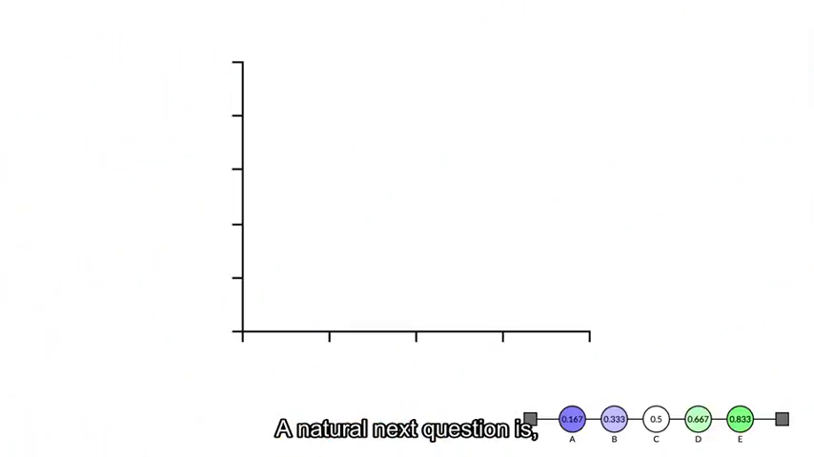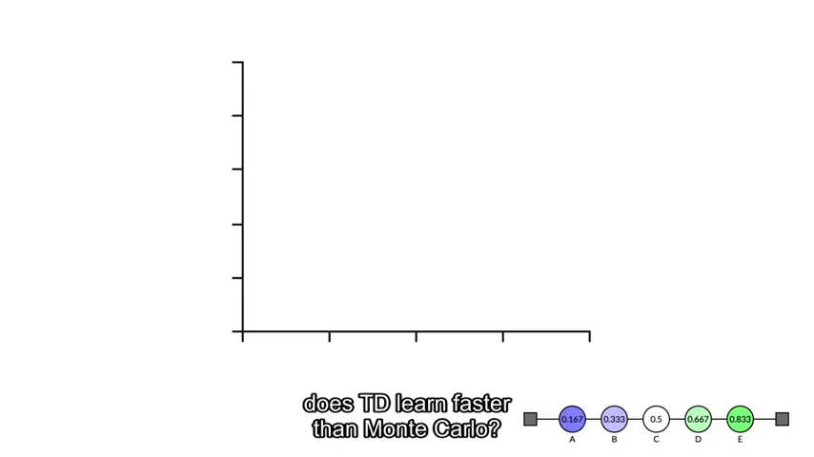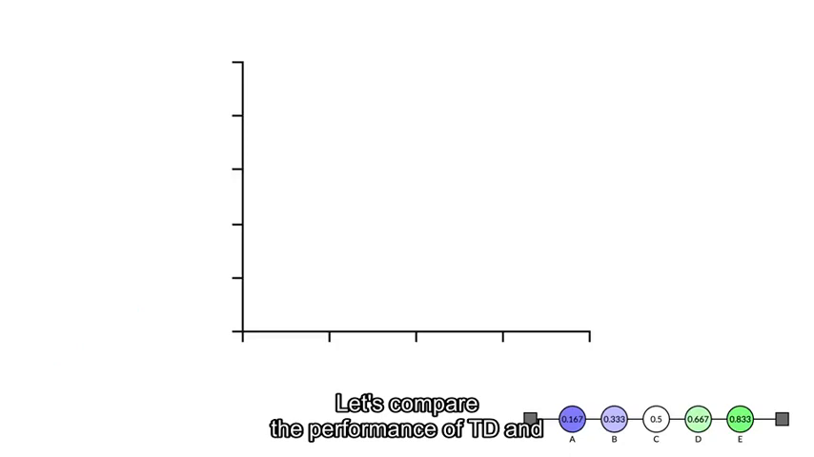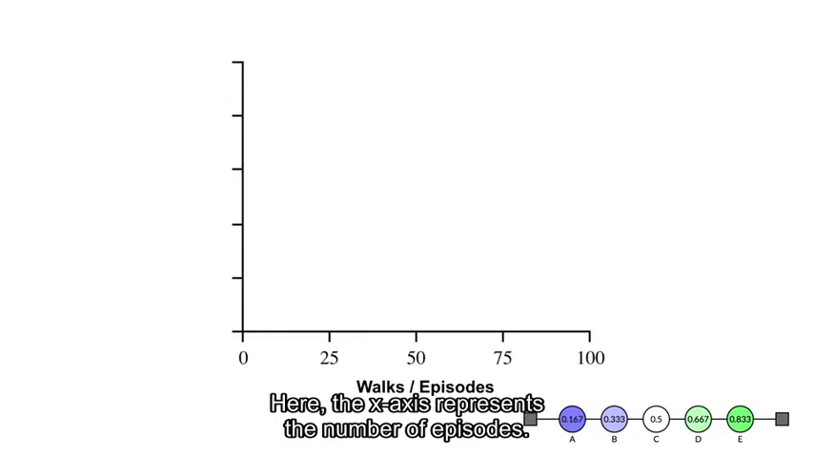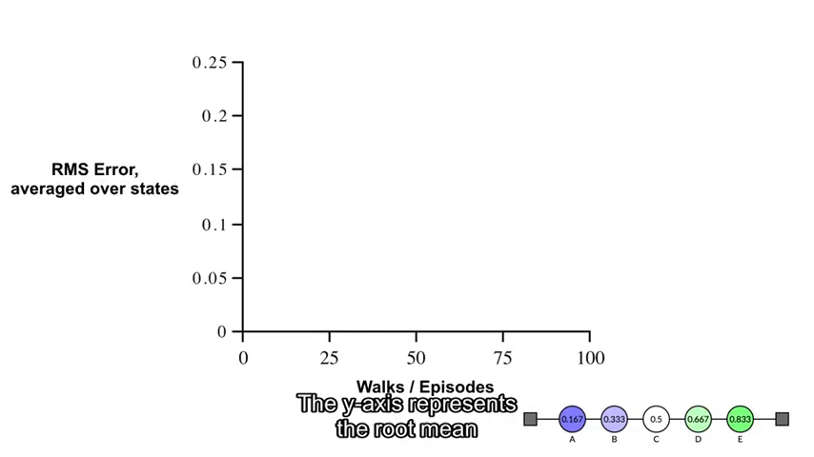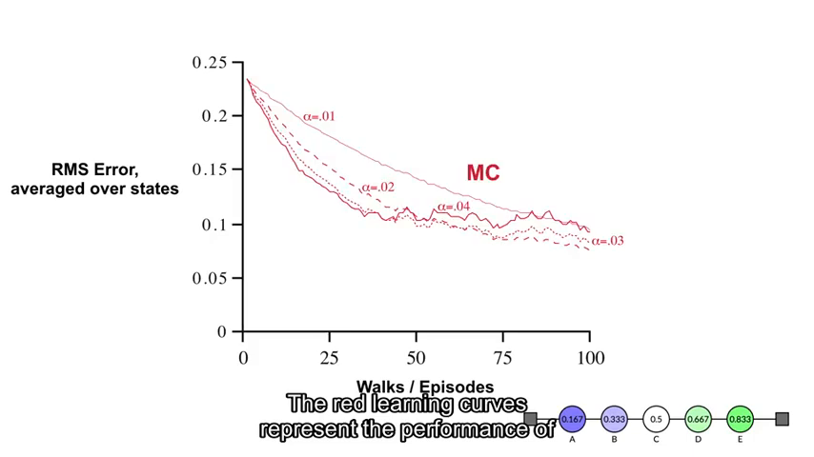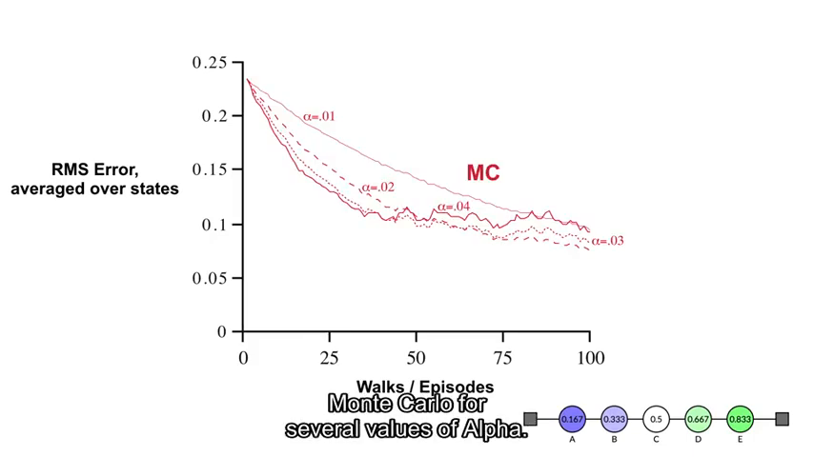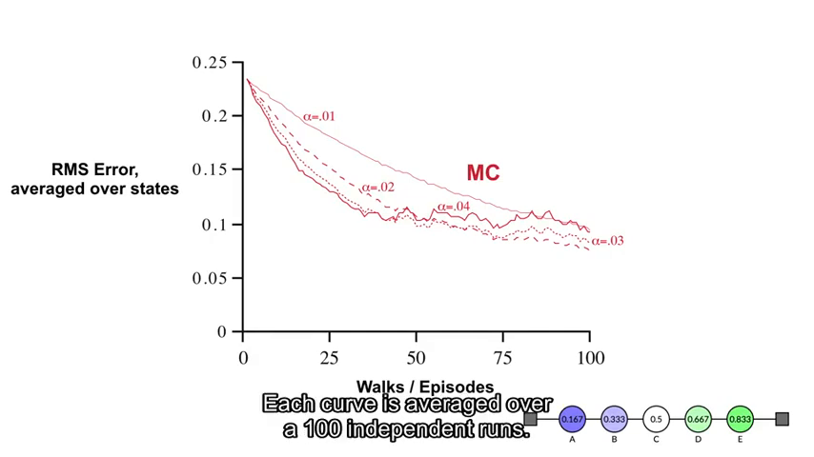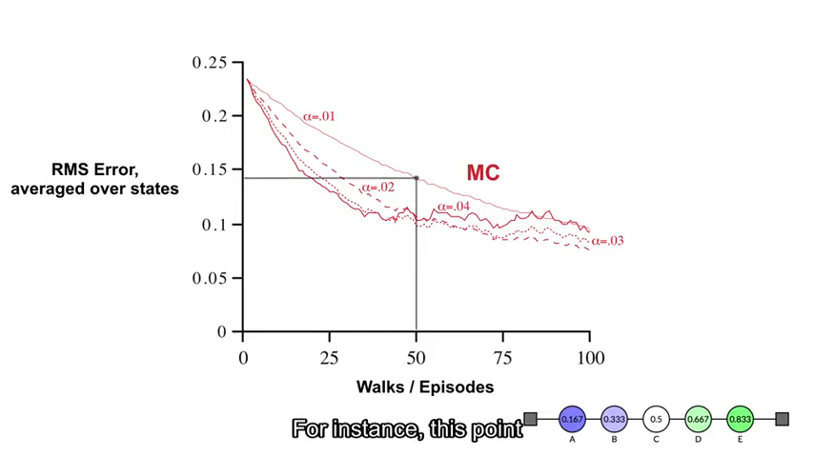A natural next question is, does TD learn faster than Monte Carlo? Let's compare the performance of TD and Monte Carlo on our example problem. Here, the x-axis represents the number of episodes. The y-axis represents the root mean squared error between the value function and the learned estimates. The red learning curves represent the performance of Monte Carlo for several values of alpha. Each curve is averaged over 100 independent runs. For instance, this point represents the average error achieved after 50 episodes for the learning rate 0.01.